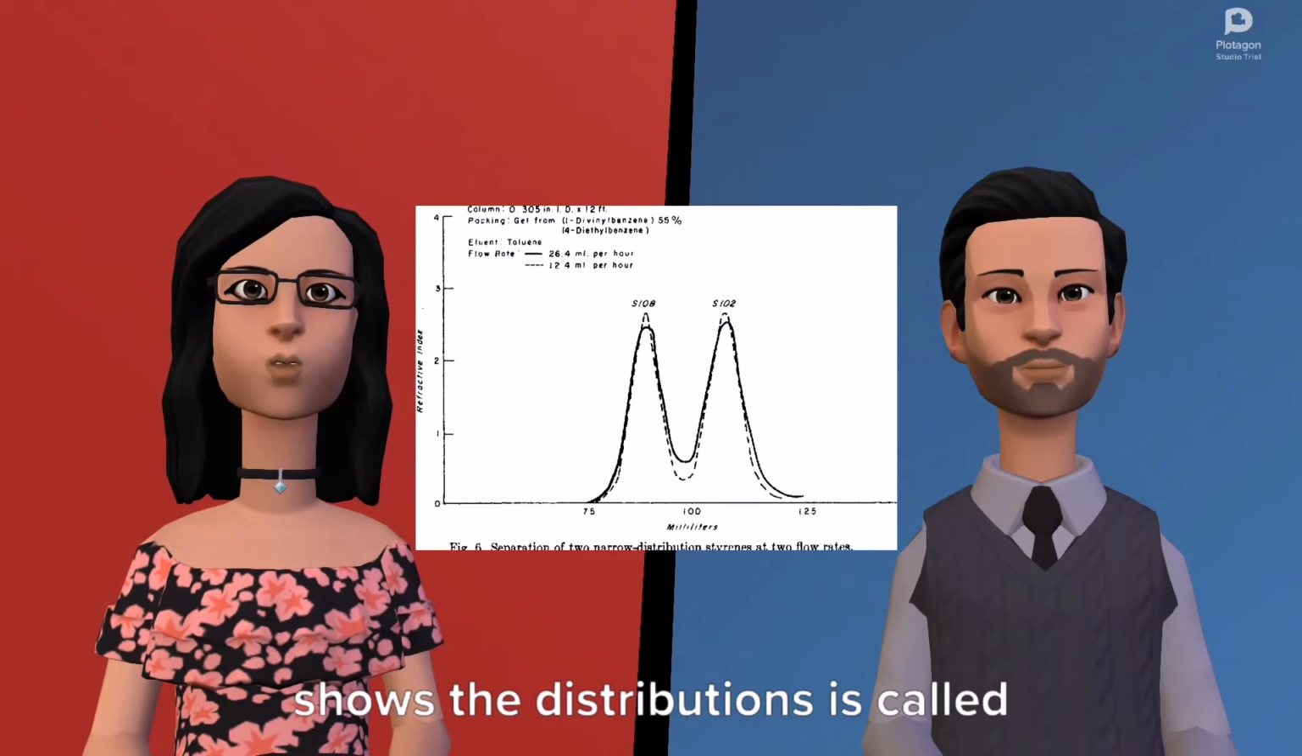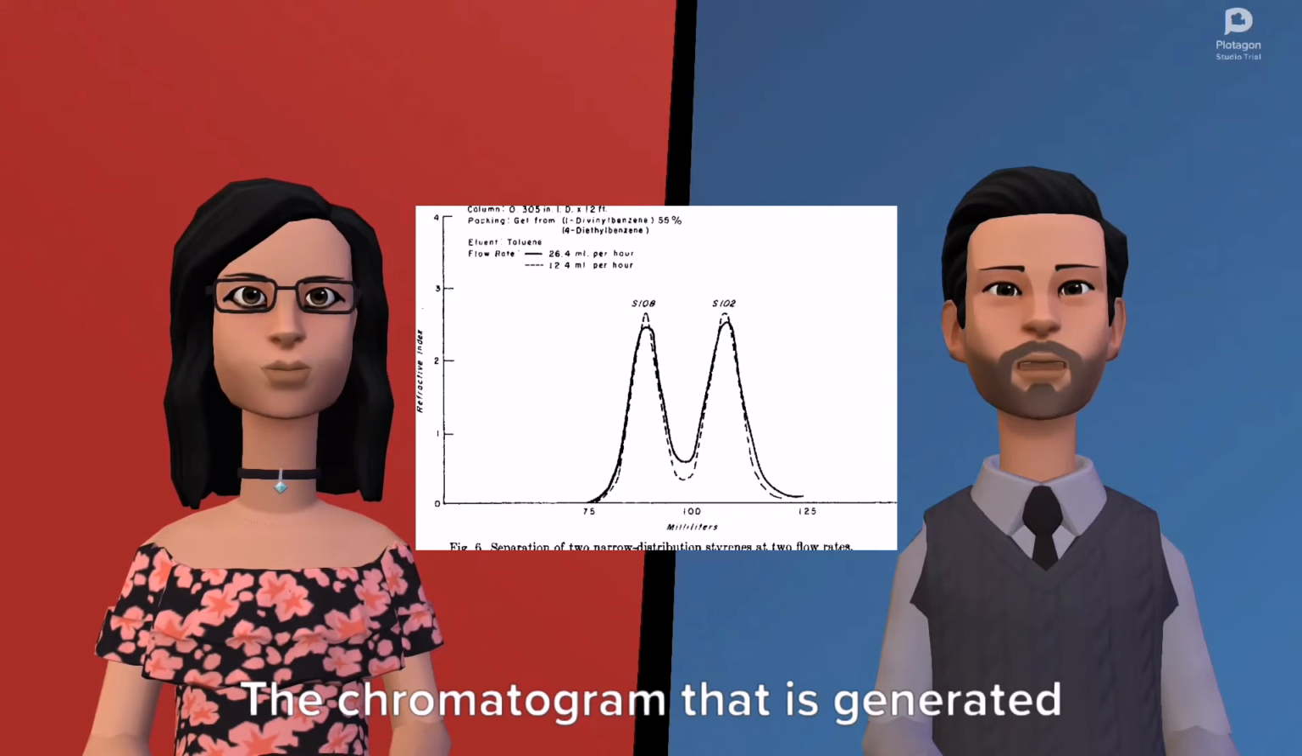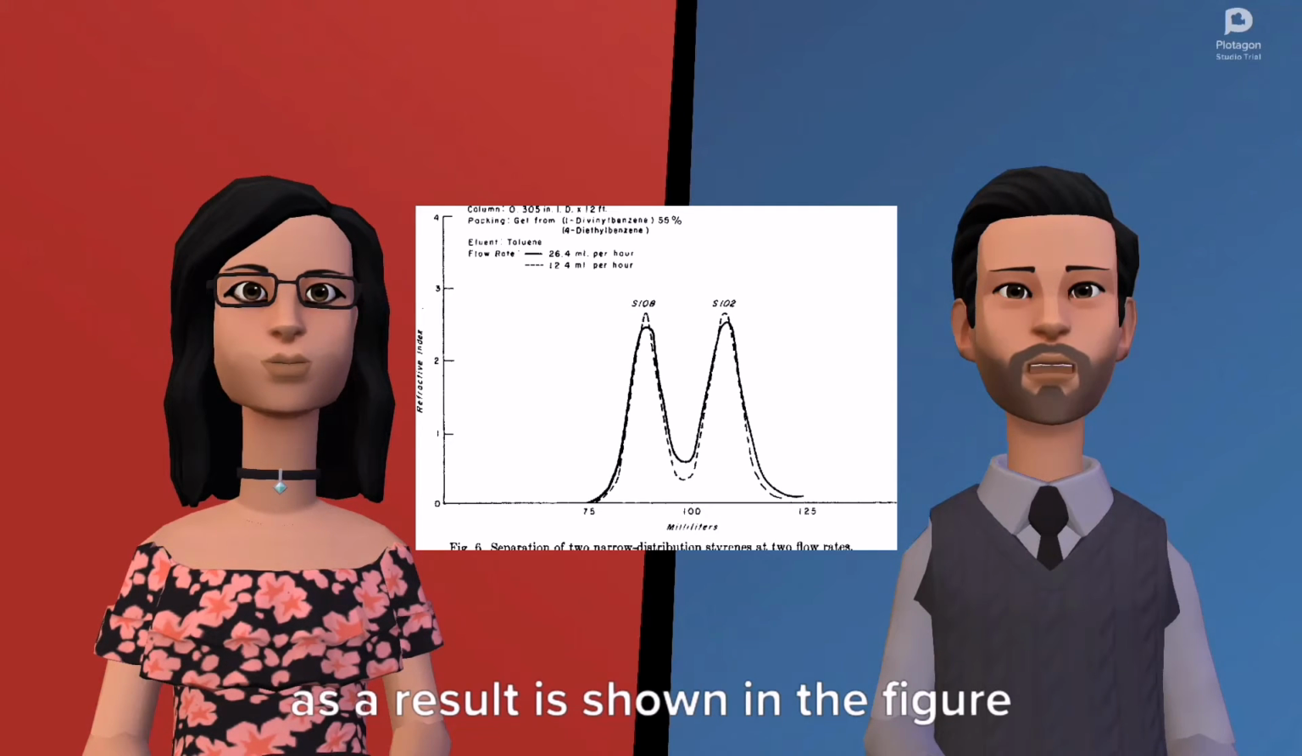The graph that shows the distributions is called a chromatogram. The chromatogram that is generated as a result is shown in the figure below.